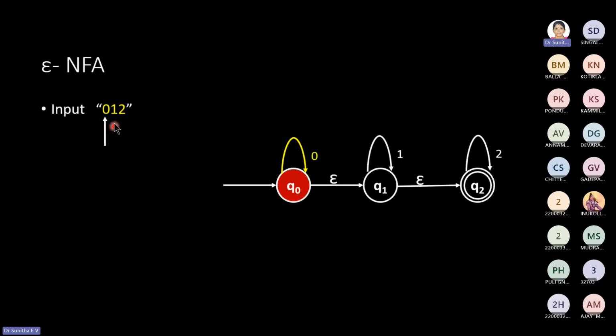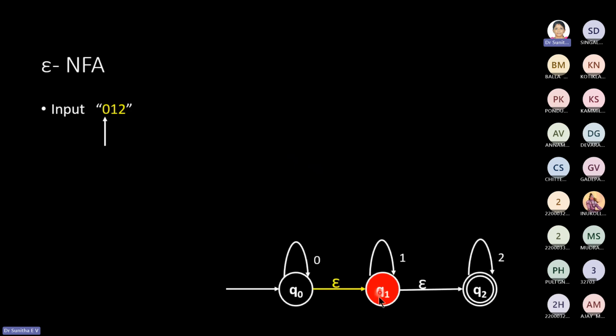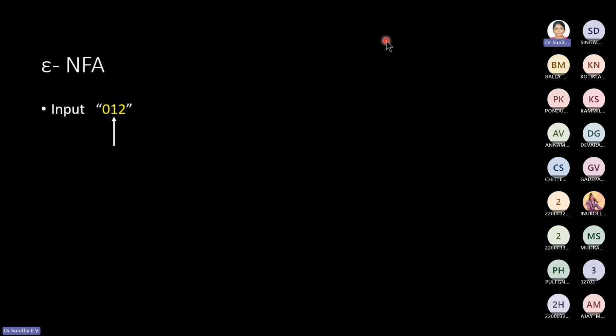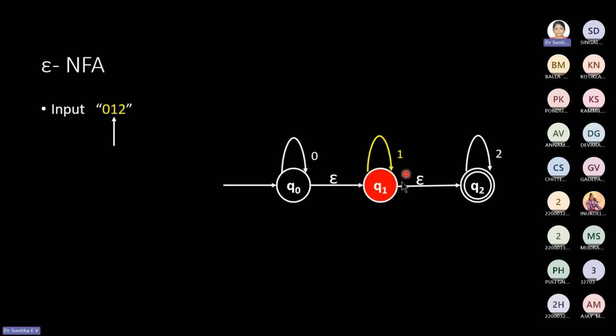And the next symbol is 1. To consume this 1, it will take this epsilon transition and move to the state Q1. Q0 can consume only 0, Q1 can consume only 1, and Q2 can consume only 2. So we consumed 0, and the next input symbol is 1. The machine is in Q1 and the input symbol is 1, so it will take this self loop transition and remain in Q1.